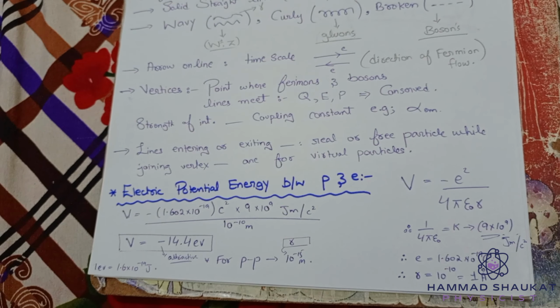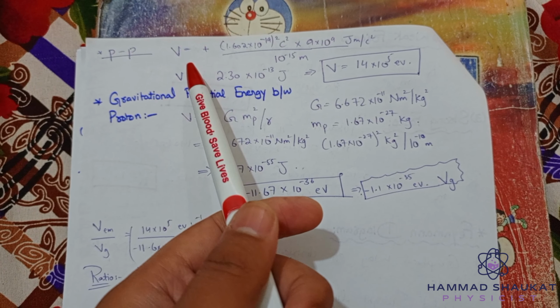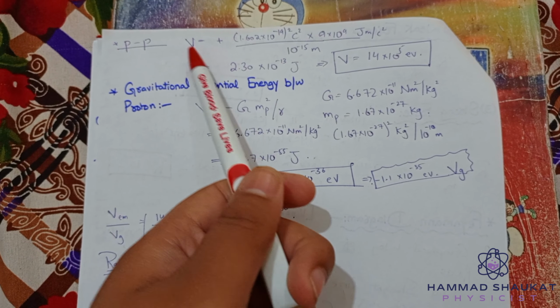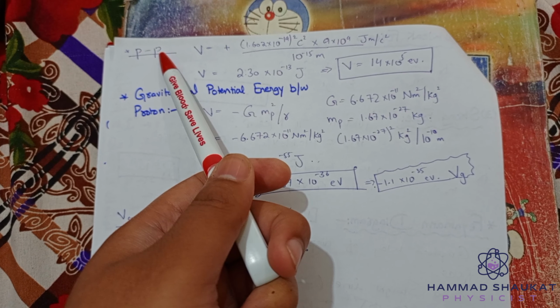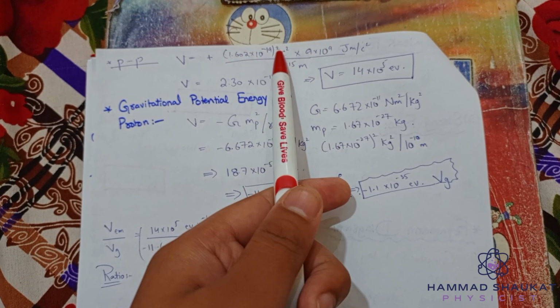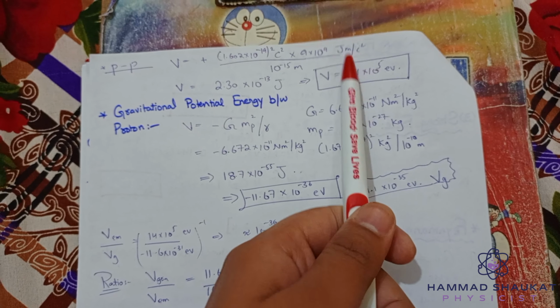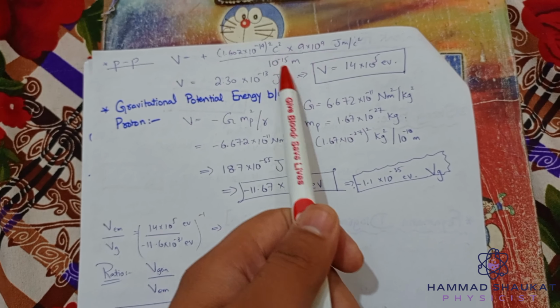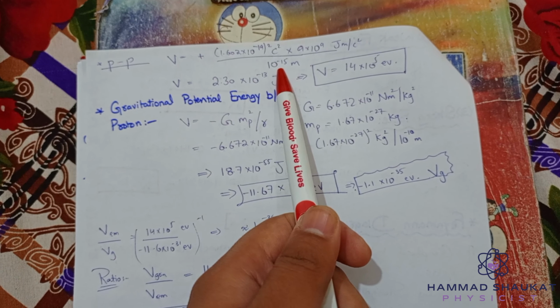So let us find it for proton and proton. Here the potential is positive, because protons always show repulsive behavior, and for repulsive behavior we always take the positive sign. The charge is the same, so charge square in coulomb square, times 9 into 10 raised to power 9, the constant whose unit is joule meter per coulomb square, and the separation between protons is 10 raised to power minus 15 meter because these are nucleons.